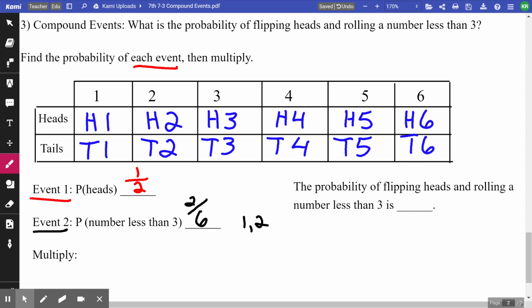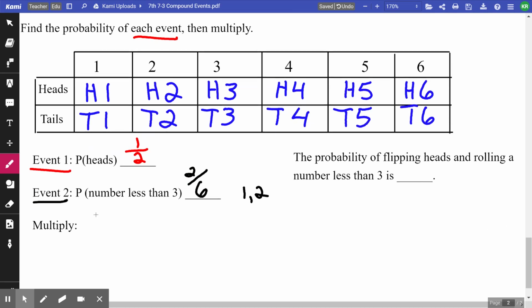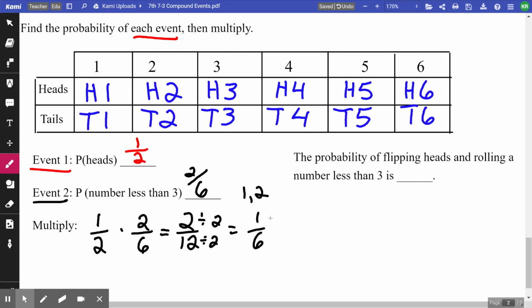So now we're going to multiply those 2 things. Again, it's the fundamental counting principle, basically, but we're actually going to multiply the probabilities. So 1/2 times 2/6 gives you 2/12. We simplify, divide by 2, divide by 2, and we get 1/6. So the probability of flipping heads and rolling a number less than 3 is 1/6.